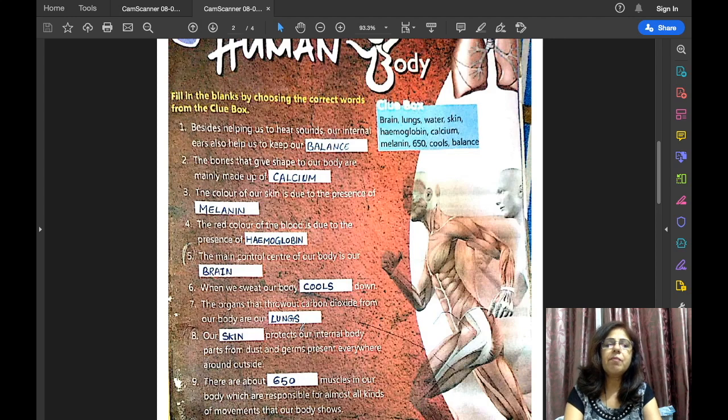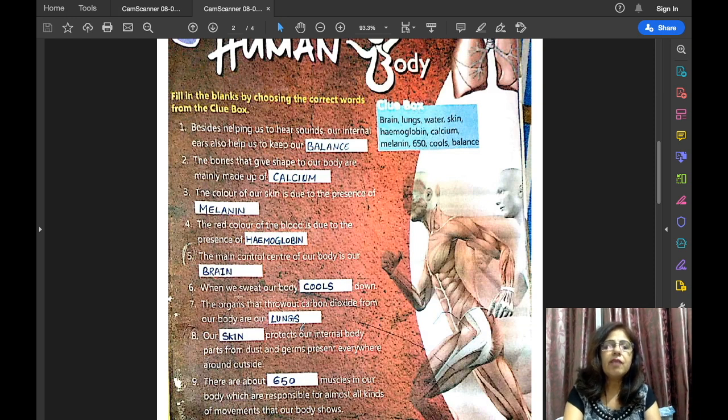Number 5, the main control center of our body is our brain. So what is the control center of our body? That is the brain. The brain controls our body. The brain instructs other body parts to do their functions. So whatever the brain instructs other body parts, they do that.